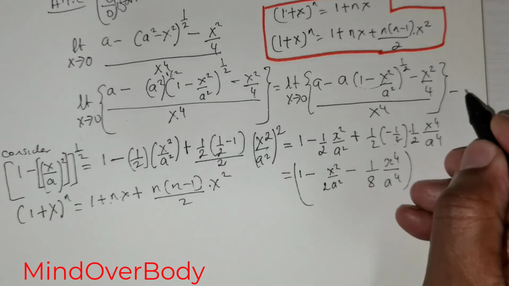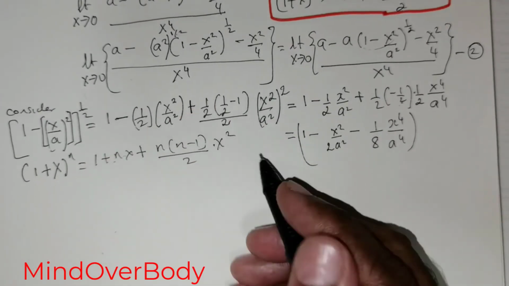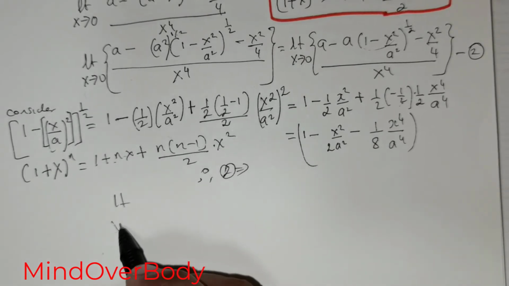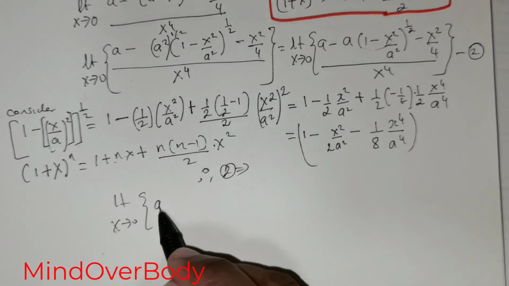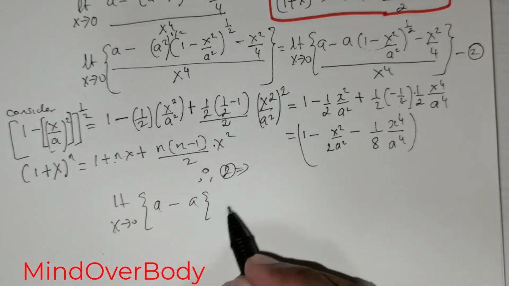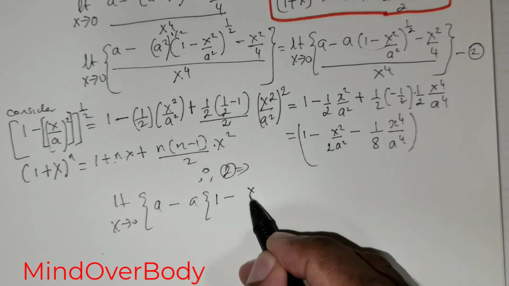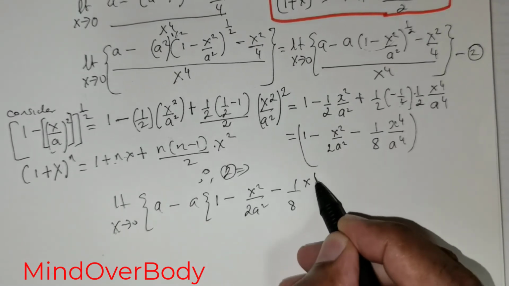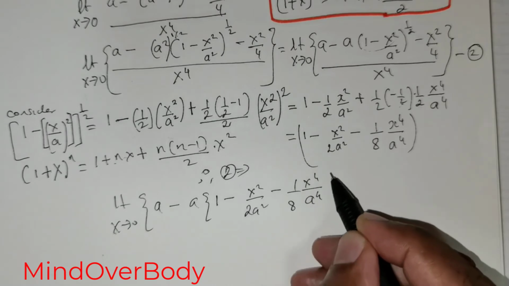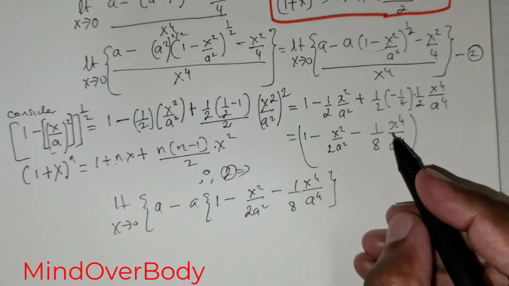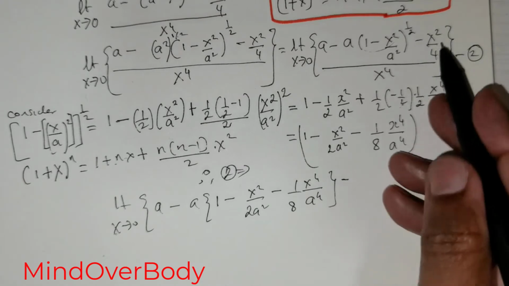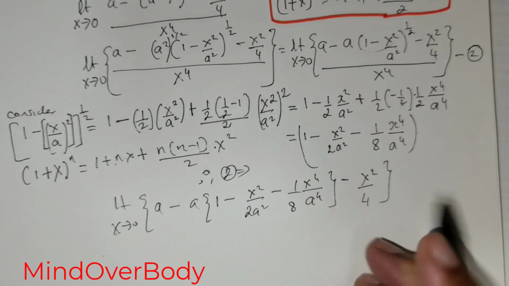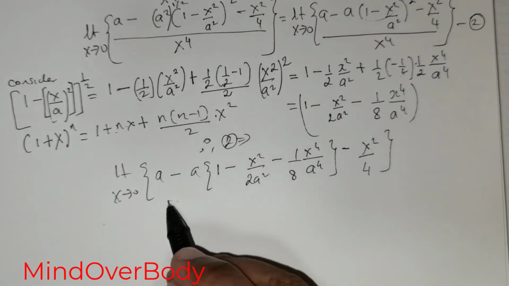So if I were to take this as 2, therefore my 2 can be rewritten as limit x tending to 0 of a negative a times 1 negative x squared over 2 times a squared negative 1 over 8 x to the power of 4 over a to the power of 4. That is for this term, followed by negative, there is x squared over 4, divided by x to the power of 4.